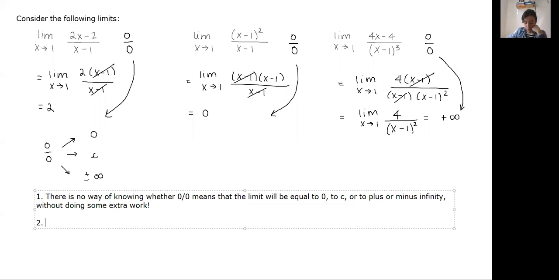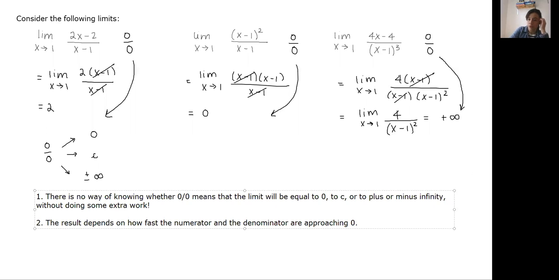The second thing that I want to notice over here is that the result is going to depend. So I'm going to write it down and then we're going to talk about it a bit more. The result depends on how fast the numerator and the denominator are approaching 0. Okay, so once you're done writing this, please raise your virtual hand.